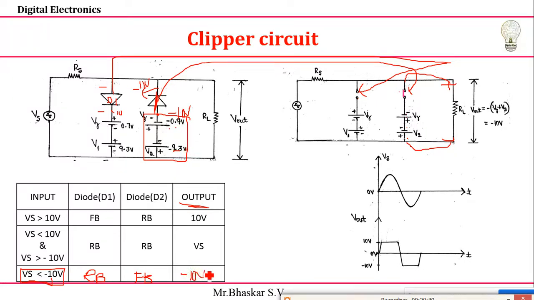So what it indicates is, if the input source signal is less than minus 10, meaning this portion, after minus 10 volts, whatever the input signal is will be clipped off and it will maintain the voltage of minus 10 volts. So these are the values I am getting. Is it clear about this one?